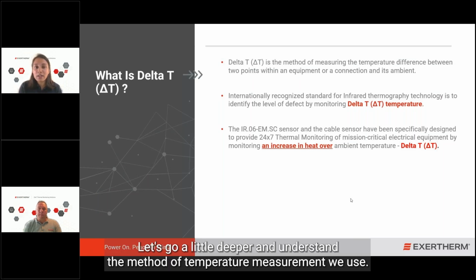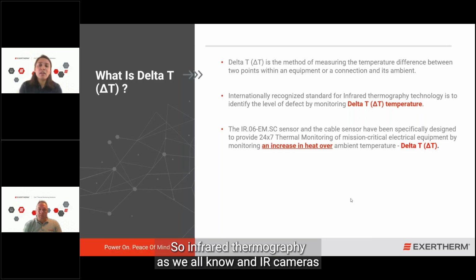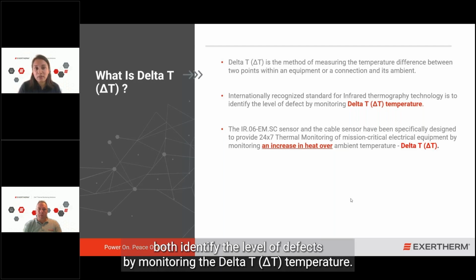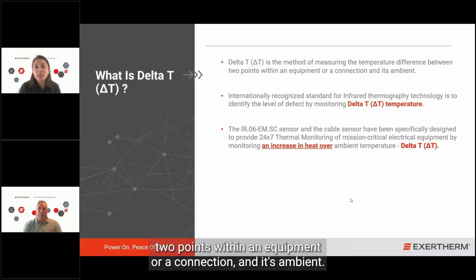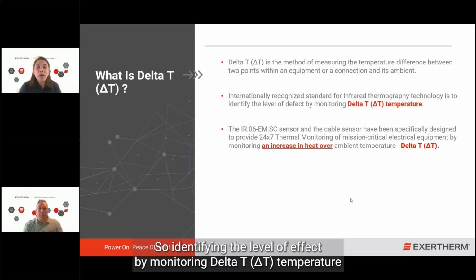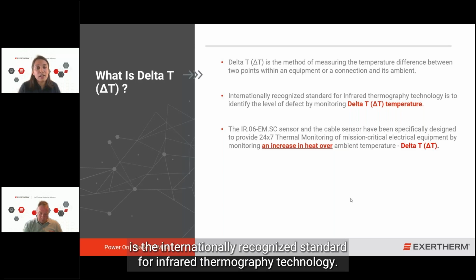Let's go a little deeper and understand the method of temperature measurement we use. So infrared thermography, as we all know, and IR cameras both identify the level of defects by monitoring the delta T temperature. So what is delta T? Delta T is the method of measuring the temperature difference between 2 points within an equipment or a connection and its ambient.